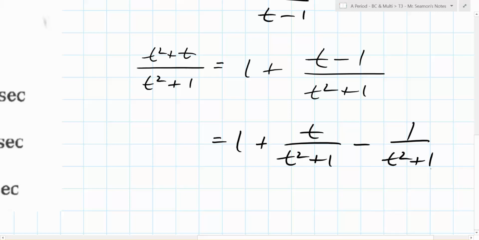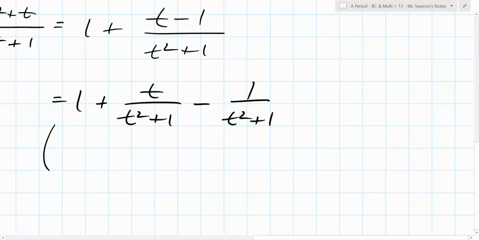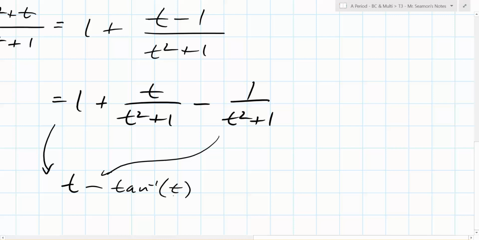And now you can integrate all three of those things. The first one is straightforward. The last one is just tan inverse. In the middle one, how can you integrate that one in the middle? You integrate each of these, what do you end up with? T, right? And let's just do the easy ones here. That's T, and this one's going to be minus tan inverse of T, right? Are we okay with those two?